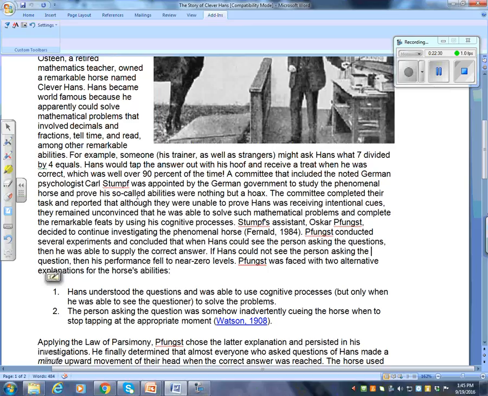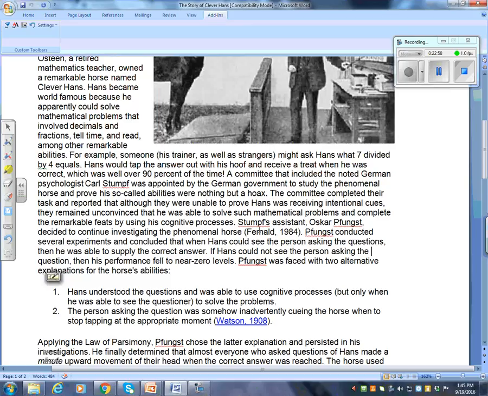The committee completed their task and reported that although they were unable to prove that Hans was receiving intentional cues, they remained unconvinced that he was able to solve such mathematical problems and complete the remarkable feats by using his cognitive process. In other words, his brain. They couldn't prove that the horse was cheating, but they were pretty sure he was. Because they couldn't figure it out. Horses can't do math. Horses are smart. They don't do math.